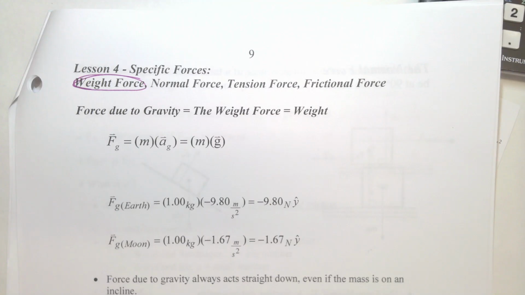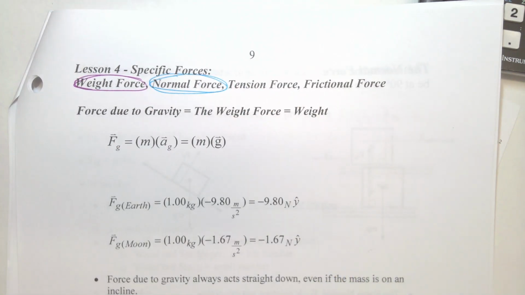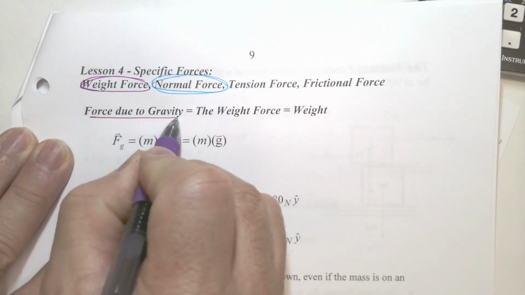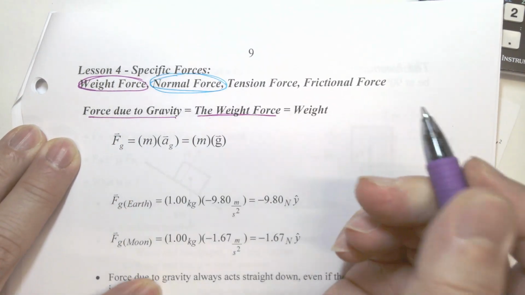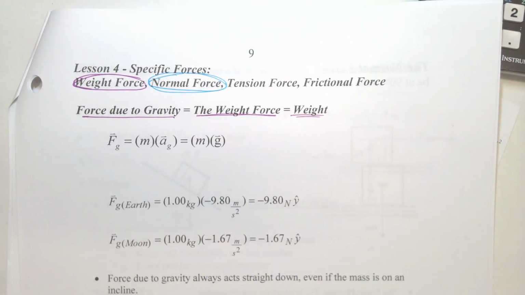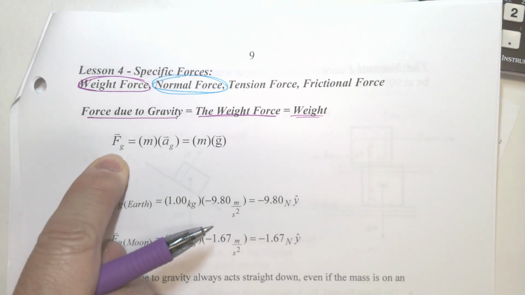And later on we'll talk about the normal force. Okay? And hopefully I can cover just these two for today, and then maybe we'll finish the other two later. So force due to gravity, or simply the weight force, well, we just know it as weight. Okay? Now force due to gravity is defined as F sub g.